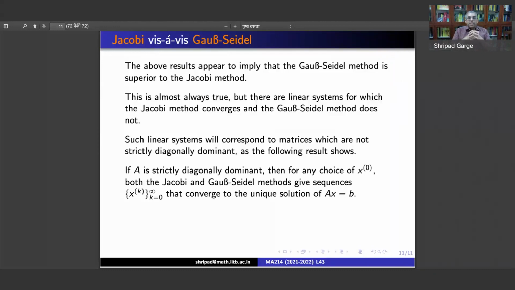So whenever the system is given by a matrix which is strictly diagonally dominant, we are guaranteed convergence by both Jacobi and Gauss-Seidel. However, whenever we do not have a strictly diagonally dominant matrix, it is not guaranteed that our methods will converge. In fact, sometimes the Jacobi method will converge and Gauss-Seidel will not, and sometimes the Gauss-Seidel method will converge but Jacobi will not. So we will try to see these examples in our tutorials.